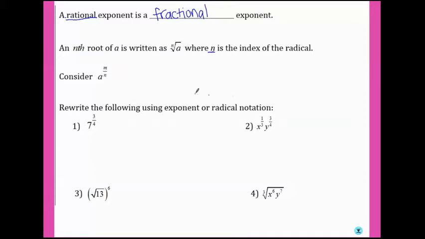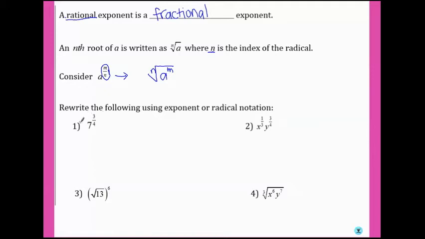N is the index. If we had a to the m over n power, this could be rewritten as the nth root of a to the m power. These are equivalent. N is our root. Where are the roots of the tree? They're at the bottom of the tree, so they're on the bottom of our fraction.